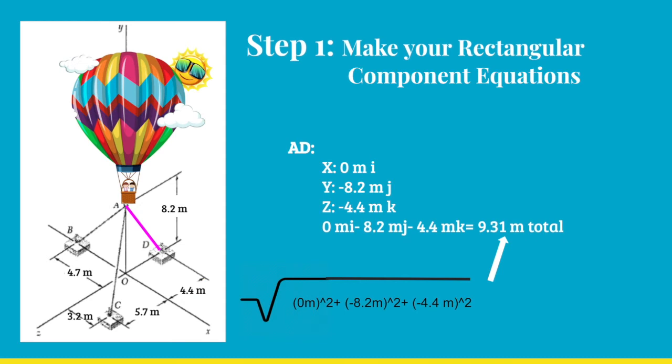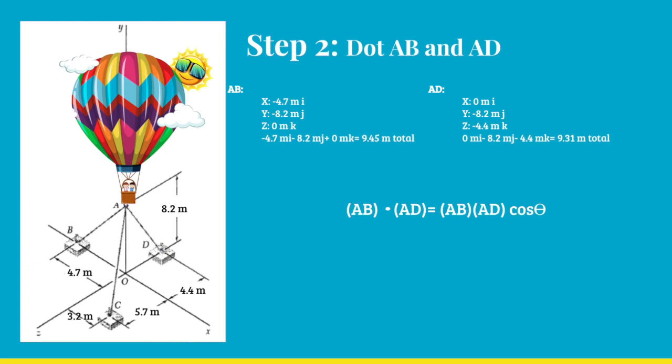Using the same process as the other 2 cables, square each of the values in the equation and then take the square root. The resulting answer when this is done is 9.31 meters. We have now finished making the rectangular components for each of the cables, meaning that we can move on to step 2, finding the dot product of AB and AD.